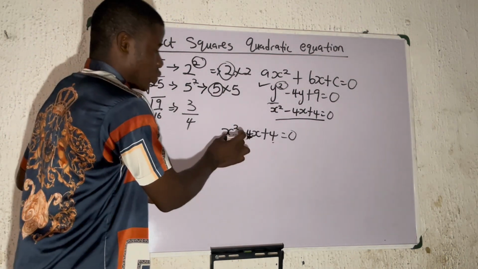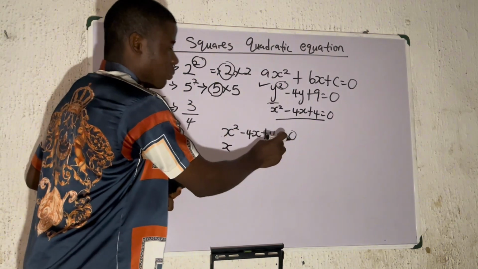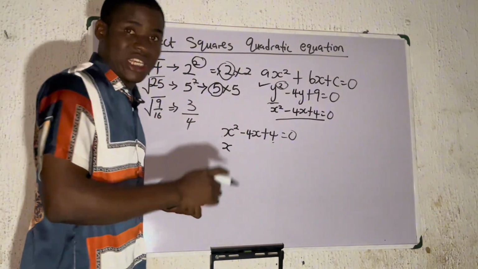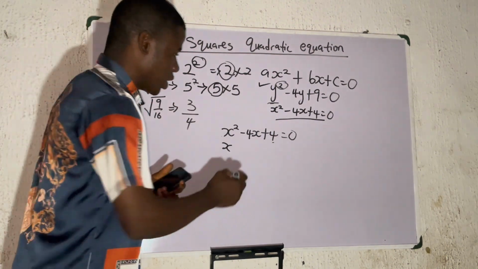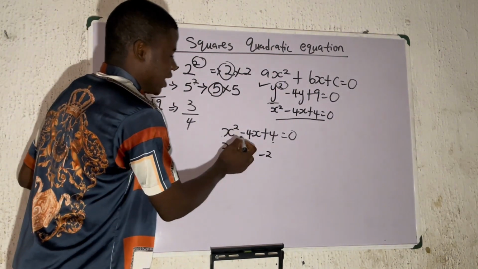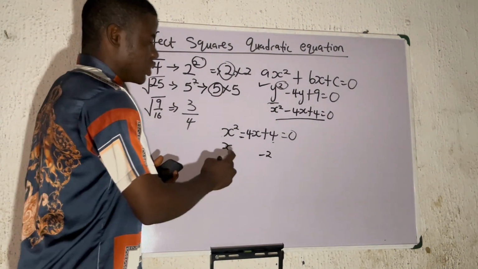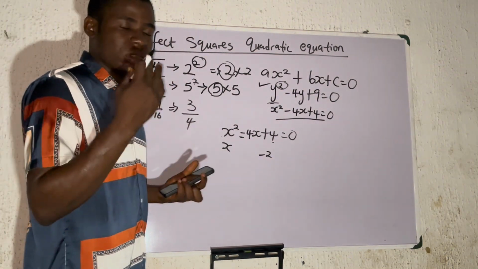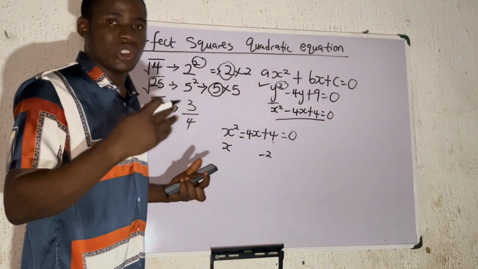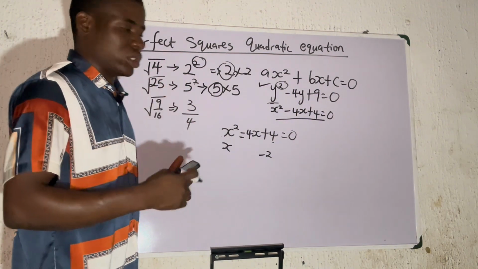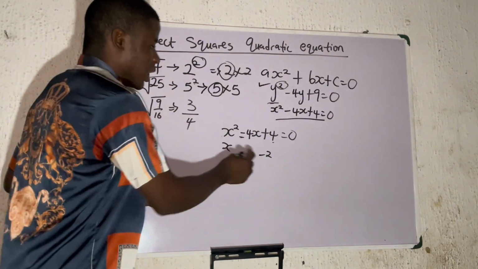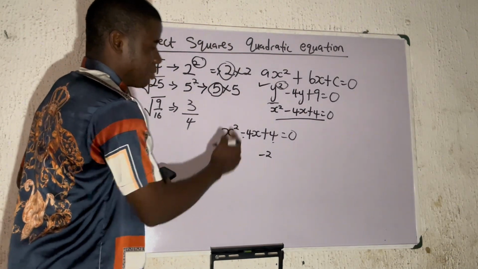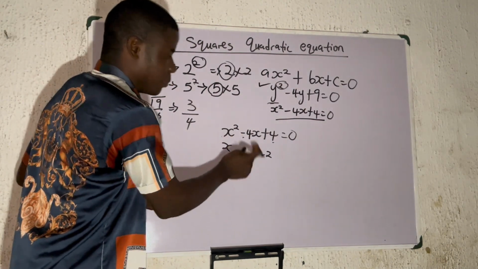Yes. So x squared is a perfect square, right? The square root of 4 is either plus 2 or minus 2. But I'll take minus 2 because of the sign of b here. In my next video, I'll make a video about simplification of perfect square quadratic equations. So I'm taking minus 2 because of the minus sign that I'm having here. If I have plus here, I'll take plus 2.